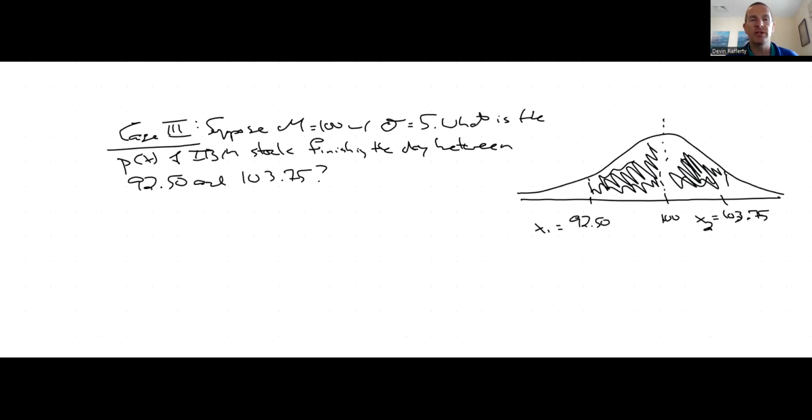How can I do this? I really just have two case ones and then I add them together. I'm going to find this area right here, and then I'm going to find this area. When I find the two areas, I am then going to add the areas. Note, you cannot add z-scores together. Do not add z-scores together. You can only add probability or area together. It wouldn't make sense to add z-scores together.